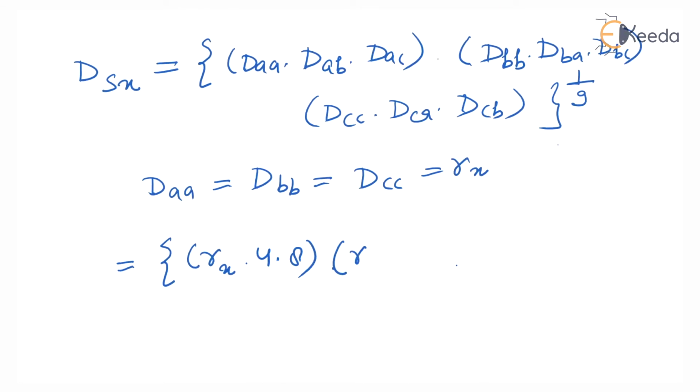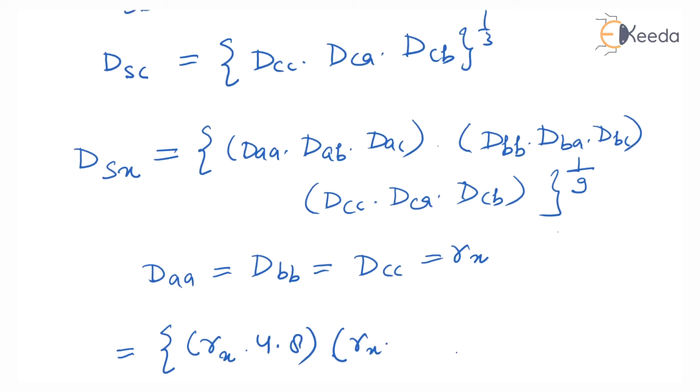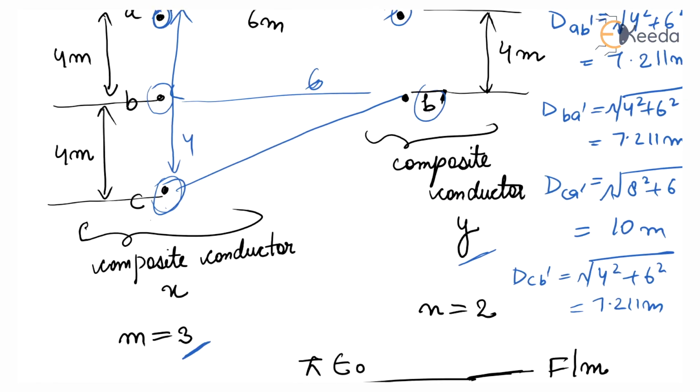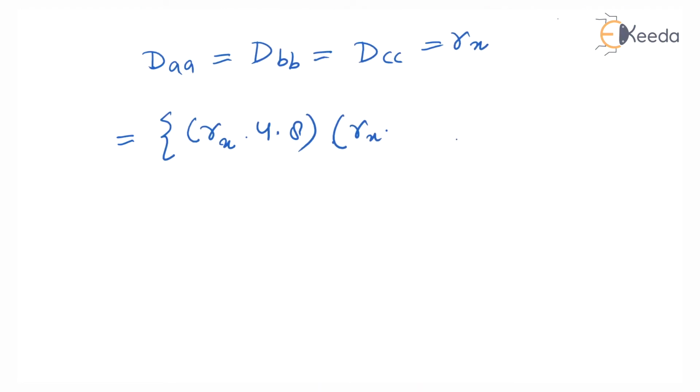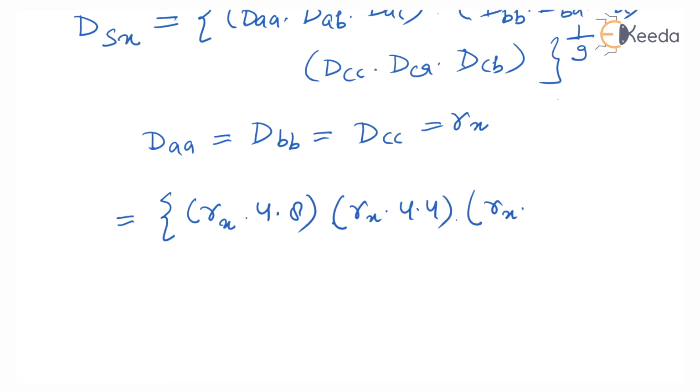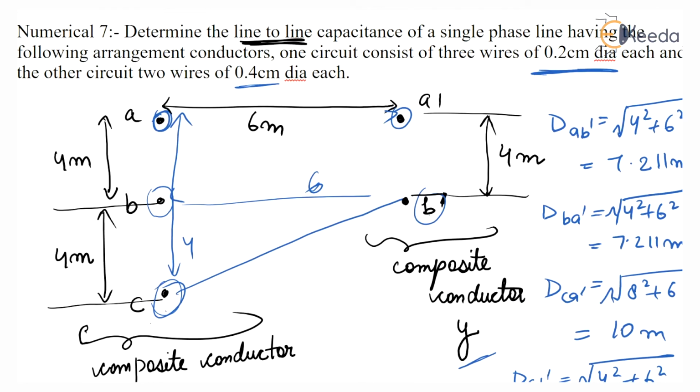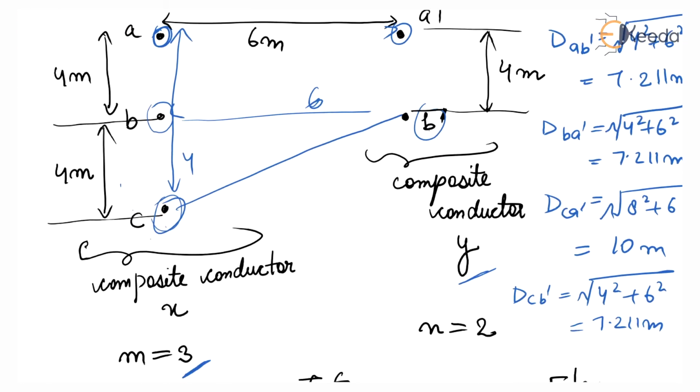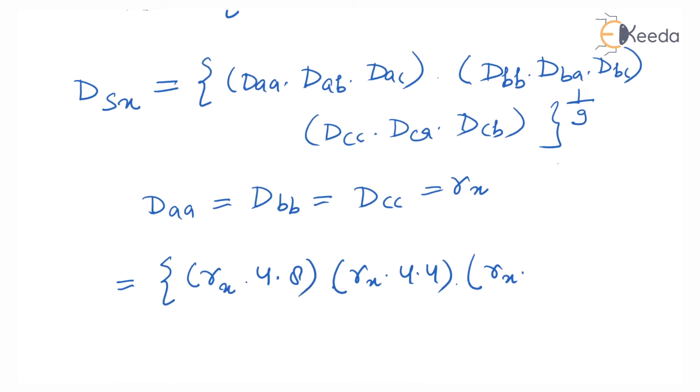Into distance from B to B, Rx into B to A and B to C. So distance from B to A is 4 and B to C is also 4. So 4 into 4. Now distance C, Rx. Now distance from C to A is 4 plus 4, 8, and C to B is 4. So 8 into 4, to the power 1 by 9.